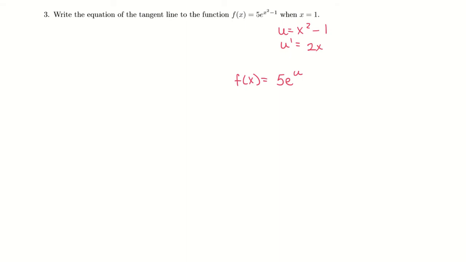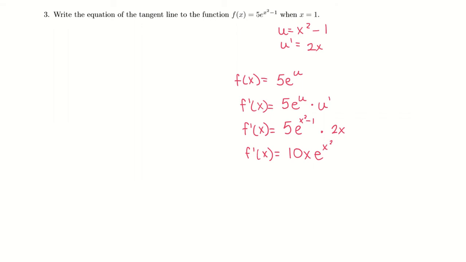And then we can take the derivative. F prime of x equals 5e to the u, since the derivative of e to the x is just e to the x. Then we multiply by the derivative of the exponent, u prime. So plugging back in, we'll get f prime of x equals 5e to the u, which was x squared minus 1, times u prime, which was 2x. We can rewrite this as f prime of x equals 10x e to the x squared minus 1.